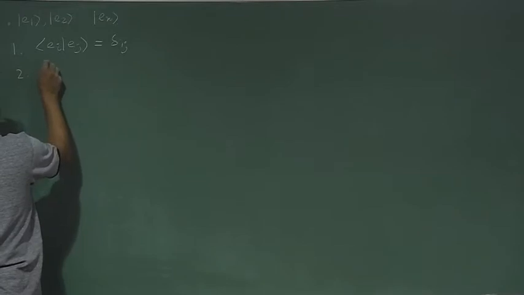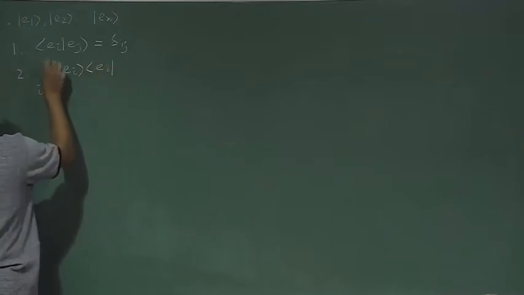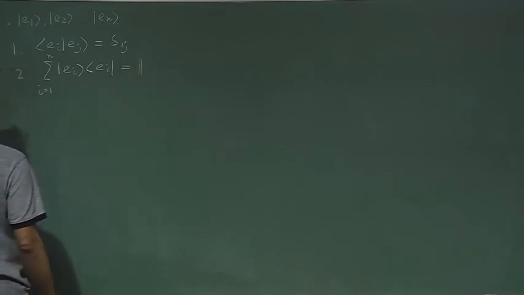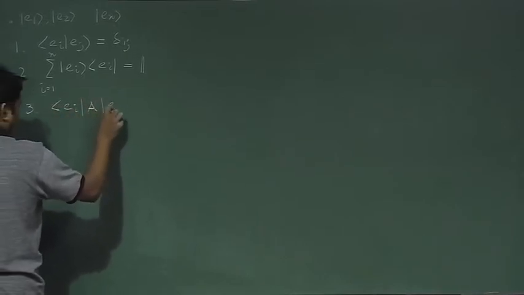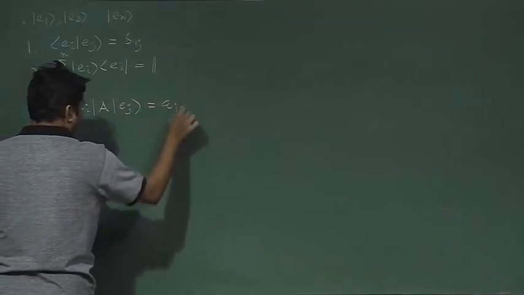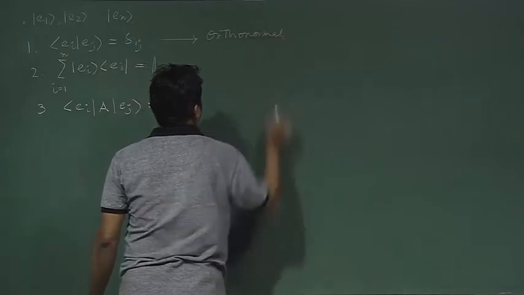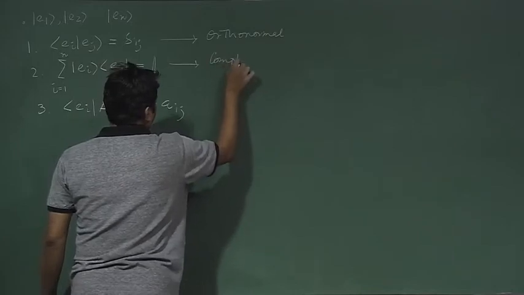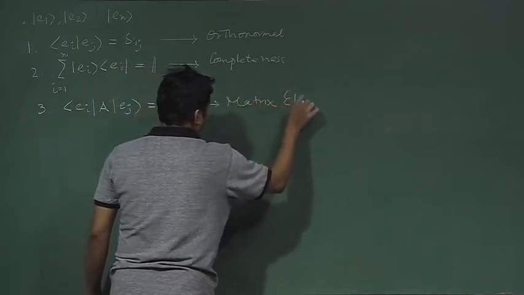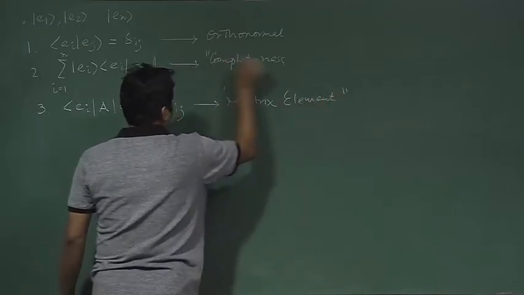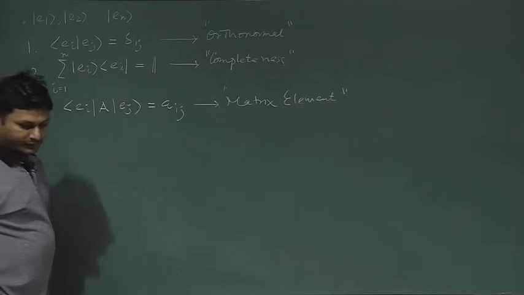Second property, this quantity which I say is the projection operator, this is called completeness. And finally, this is the matrix element. So the first one is orthonormality, second is completeness, and third is the matrix element. So these three properties the bases hold, and this is very important to note. Okay, that was my last class.